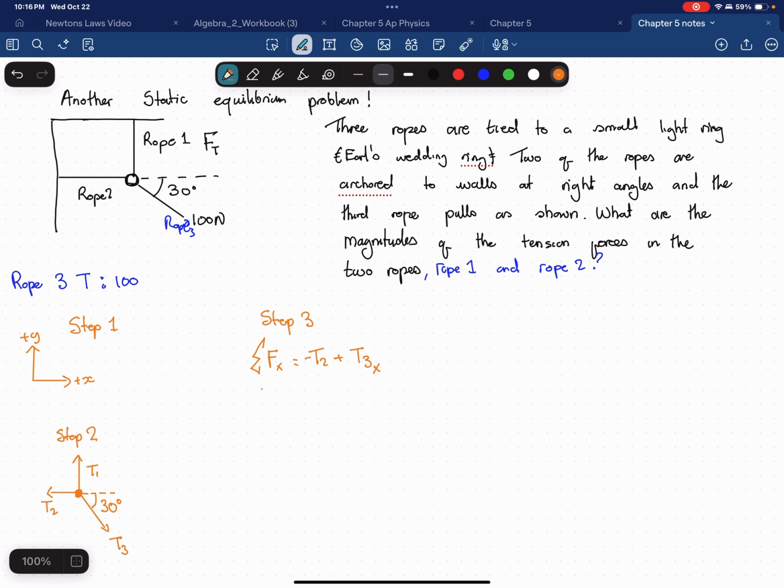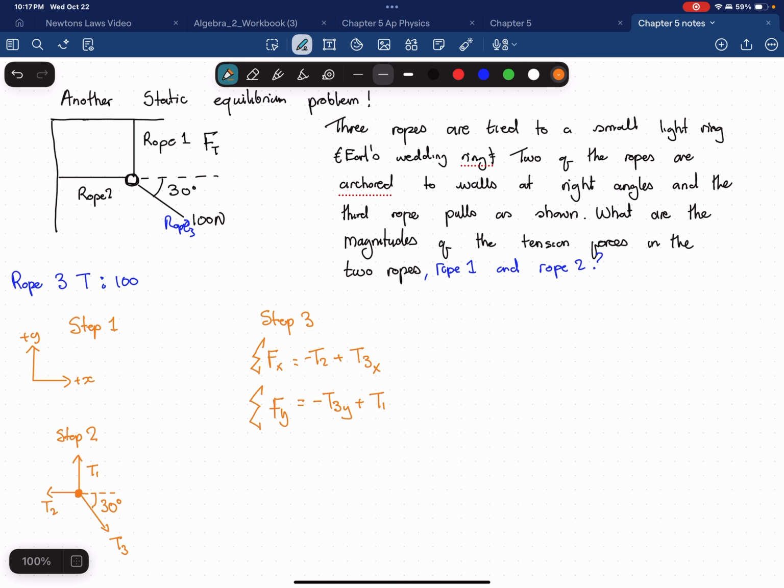And then from there, I think that's it for the x direction. For the y direction, we have the y component of the T3 vector. It's going to be minus T3y because it's pointing down. It's negative because it's pointing down. Plus T1. T1 is pointing up. All right?